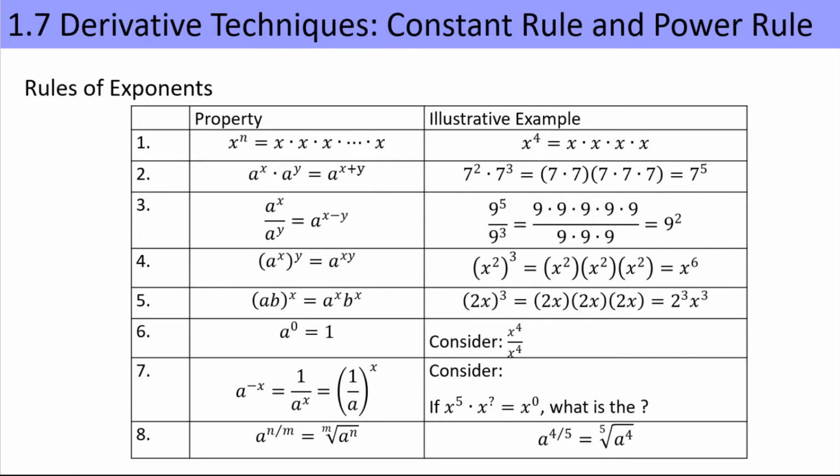And finally, rule number 8. A to the power of the ratio n divided by m in radical notation is the mth root of a to the n, and consider the example, a to the power of 4/5 is rewritten as the 5th root of a to the power of 4.